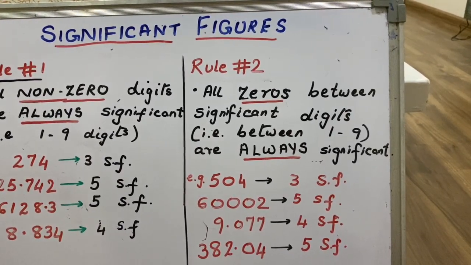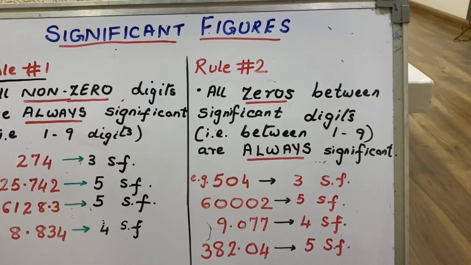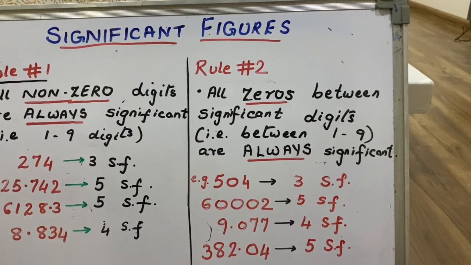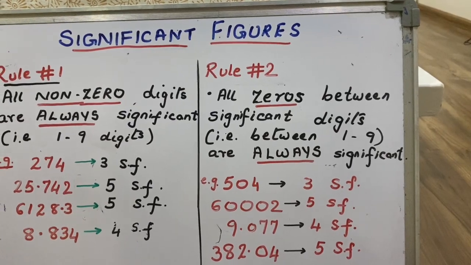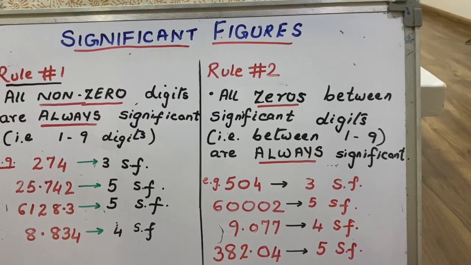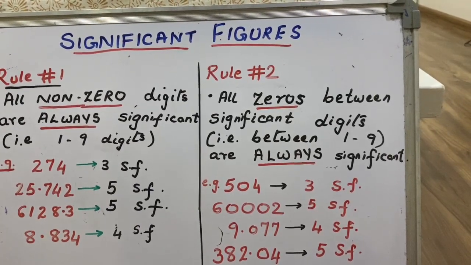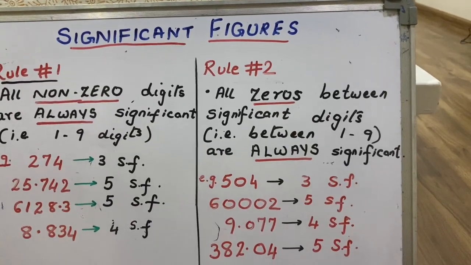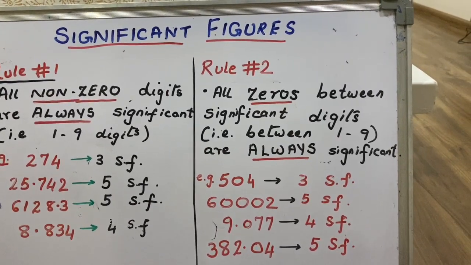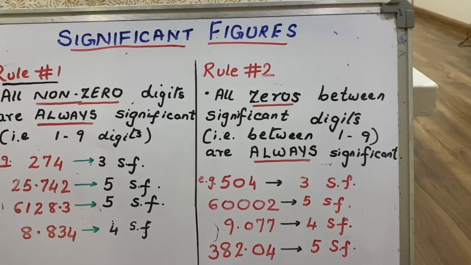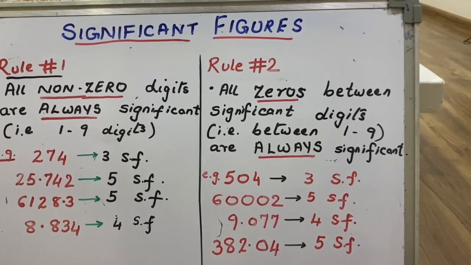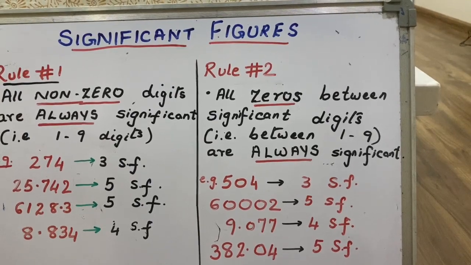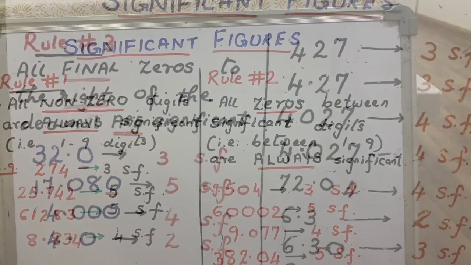9.077. 4 SF. The decimal is not taken into consideration. We are just looking at the 0. If the 0 is between significant digits, then it will become significant. 382.04. Again, the 0 is between significant digits. So that 0 is significant. So 382.04, 5 SF.